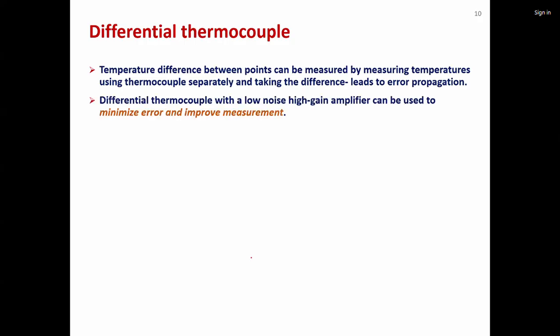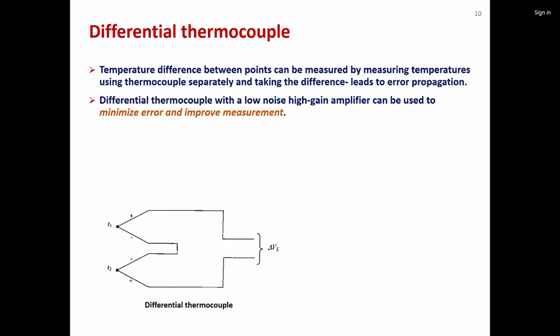And you can use differential thermocouple with a low noise, high gain amplifier. Typically, the difference may not be very large, but if you have the appropriate circuit, you can bring it to a detectable limit with a reasonably low uncertainty. So this is how the differential thermocouple looks like. Here you can see that there is no cold junction as such, right? We talked about in the last class whether we can measure temperature without using a cold junction. You cannot measure absolute temperature, but you can measure the temperature difference.